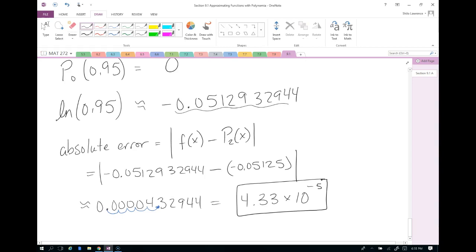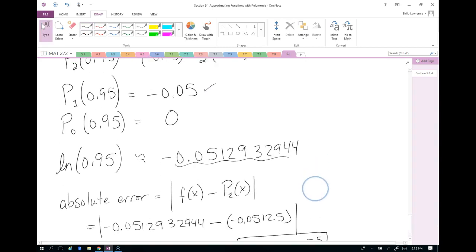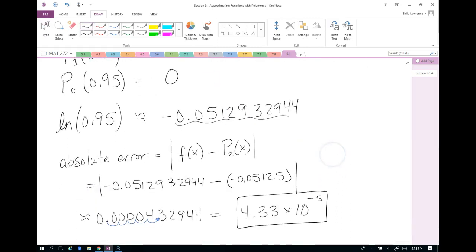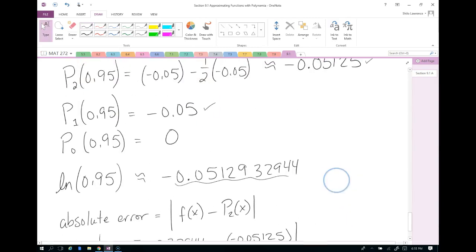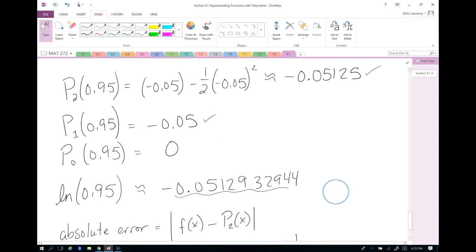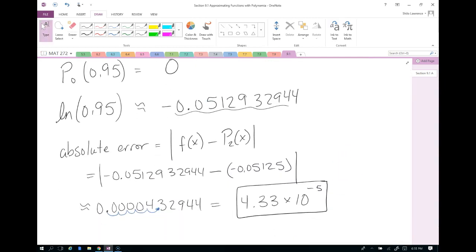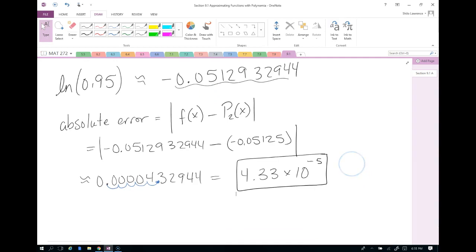So that would be our absolute error for our second degree polynomial, which is really good. Like we said, these two match all the way out. They match in the tenths, hundredths, thousandths. They match the 10,000ths. It's not until the 100,000ths position that they start to differ. So just by creating a second degree polynomial, we're able to come up with a pretty accurate value for a natural log function all the way out to exactly the 10,000ths, and don't start seeing a difference until the 100,000ths.